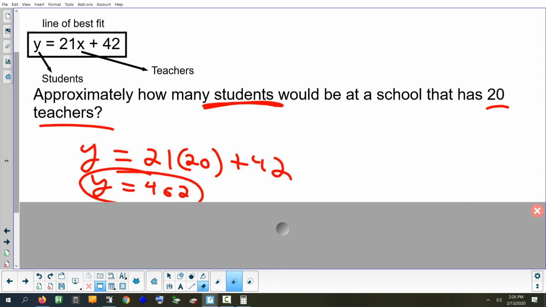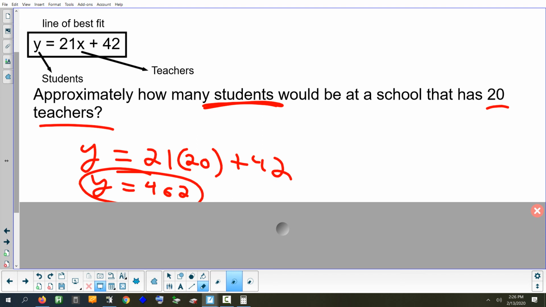Now remember, that's a prediction. It's like when they predict the weather and they say, oh, it's going to snow 2 to 4 inches, right? It's not exact, right? This formula is just a rough guess that if you had 20 teachers, you could have a school with about 462 students. Maybe it would be 465, maybe it'd be 468, right? That little leftover amount is called the residual, right? That's how much the prediction is off from the actual number. But that's all you do. You plug in for one letter, and you solve for the other using the equation that would come from the calculator.